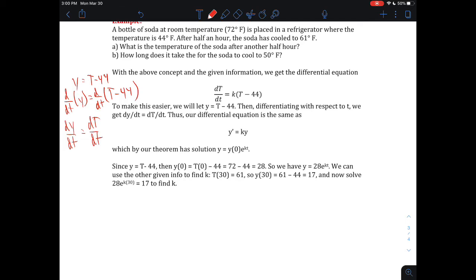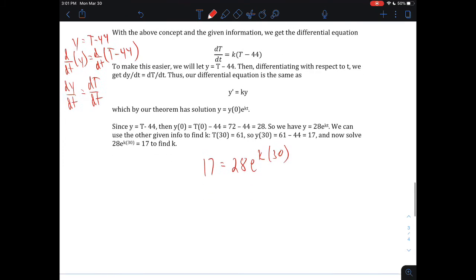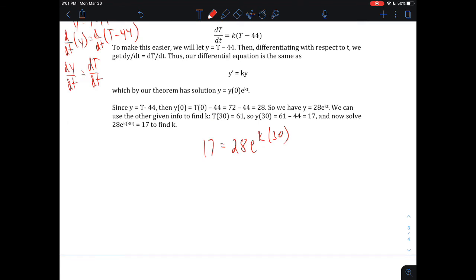Then we can use some other given information to find that constant k. We were told that the temperature after 30 minutes, or a half hour, was 61 degrees. So that means that the y value after 30 minutes is 61 minus 44, which is 17. So that means that we have 17 for our y value, equal to the function, which is 28 e to the k, but then instead of t, we have 30 minutes. So now we can use that to find out what k is, and that'll give us our actual function for y, which we can then turn back into a function for T.